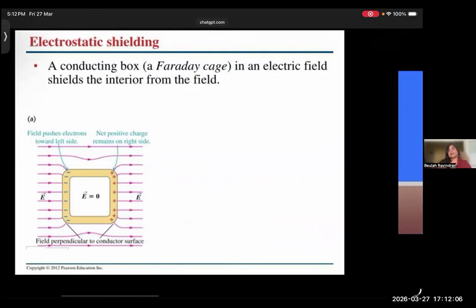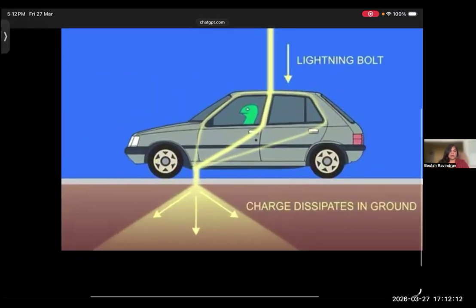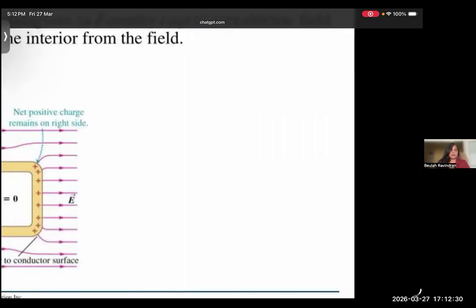Cars during lightning, how is it? I will show you this. It is lightning, okay? The charges dissipate into the ground. It won't affect the car inside. So it is like a Faraday cage. The potential difference is not created inside the car. All the charges are dissipated in the ground. Dissipated means lost in the ground.